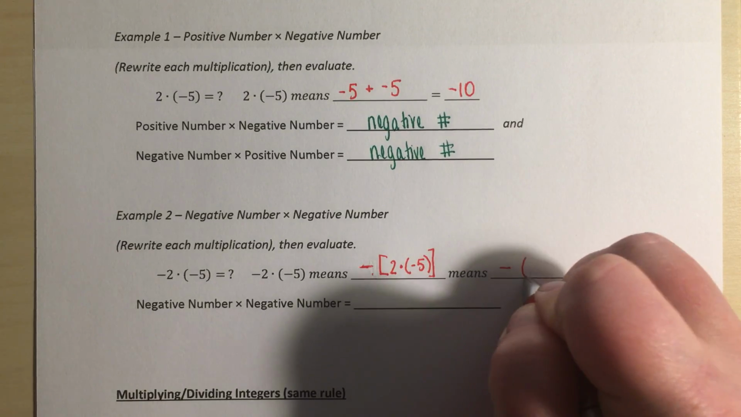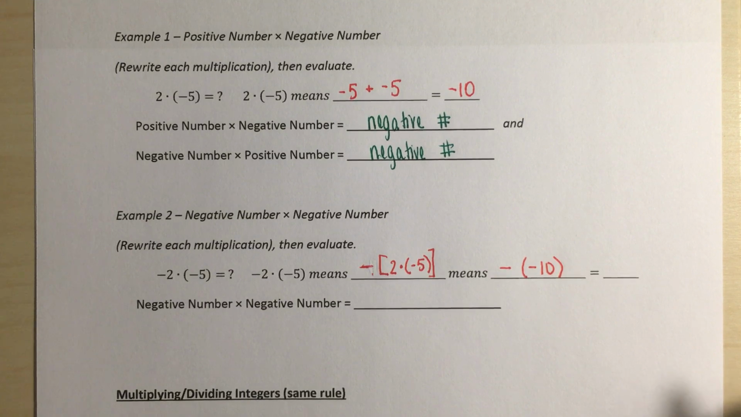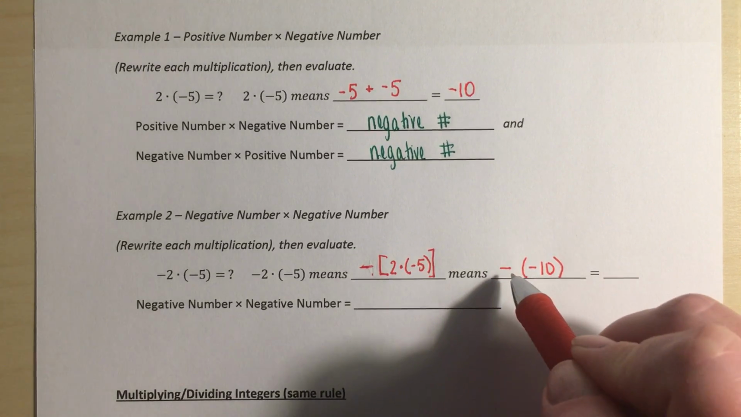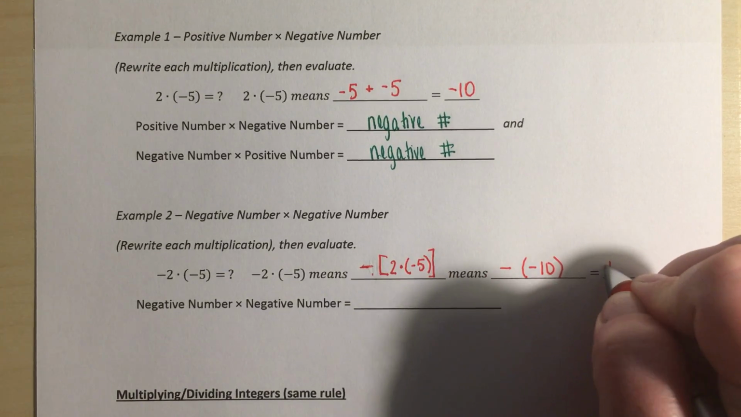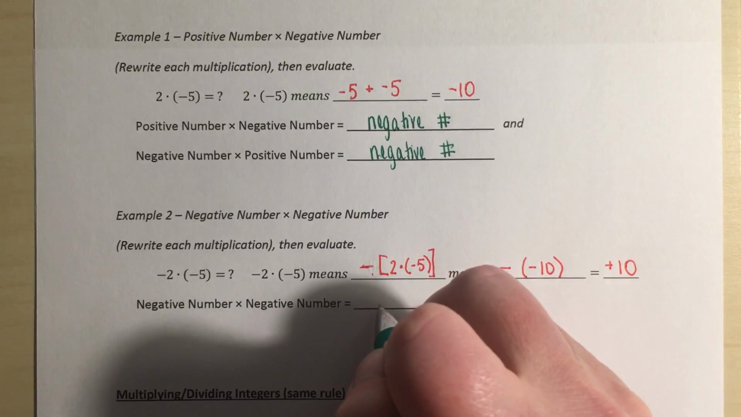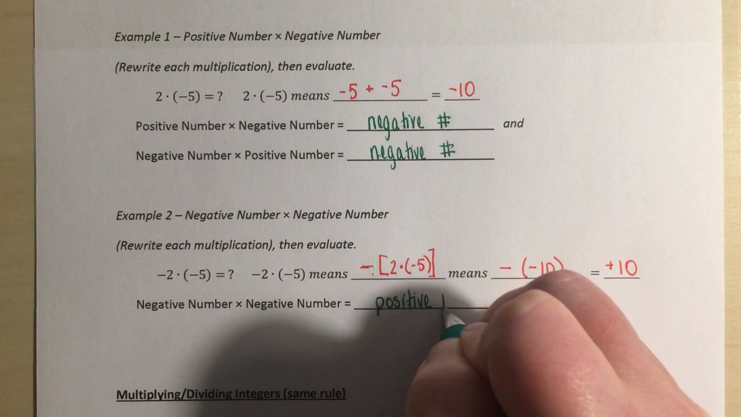So we have one negative out front and one negative inside. Again, going back to our previous sections, negative times negative, or the opposite of a negative, turns into a positive. So if we have a negative number times a negative number, then we are going to get a positive number for our result.